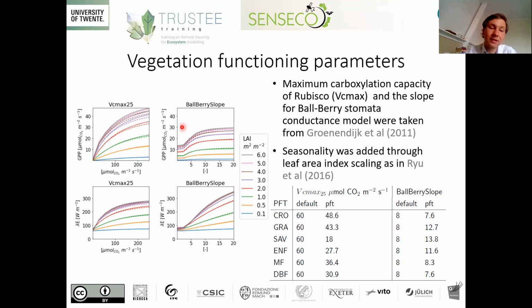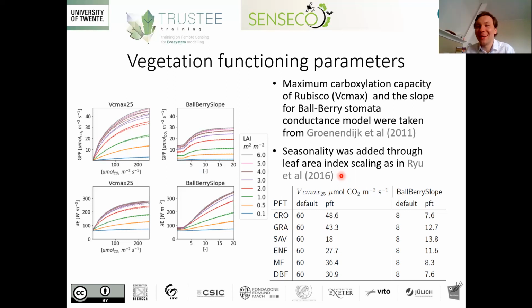You can see how those parameters influence gross primary productivity flux on top and evapotranspiration flux in the bottom. Basically, the higher the value, the higher the flux, but the response is non-linear. For example, here it saturates almost at the value of 6. Then we added seasonality because the research says that we have to consider that the Vcmax value changes and it's different in spring, summer, and autumn. Therefore, we used leaf area index and the scaling suggested in the paper of Young-Roel.